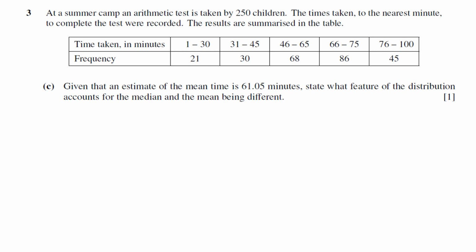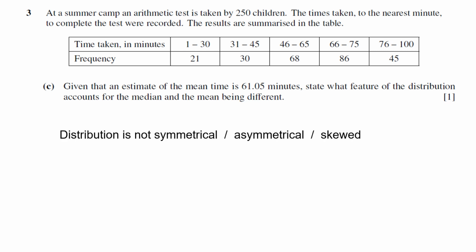Onward to question 3c. It says, given that an estimate of the mean time is 61.05 minutes, state what feature of the distribution accounts for the median and the mean being different. What accounts for the median and mean being different is that the distribution is not symmetrical, or it is asymmetrical, or you can say it is skewed as well.